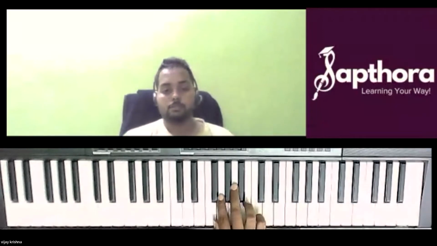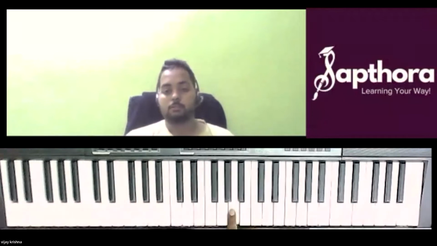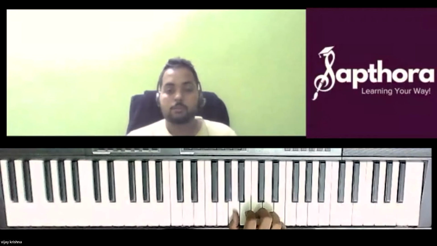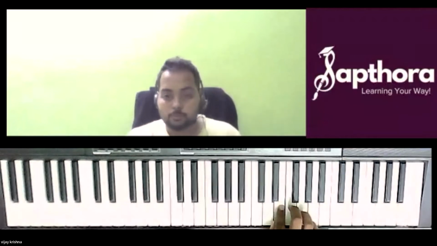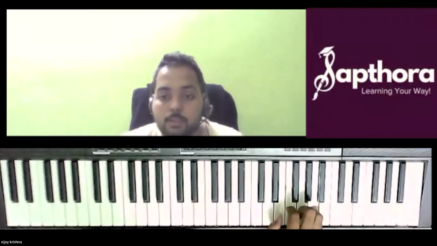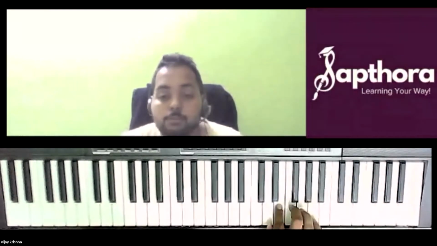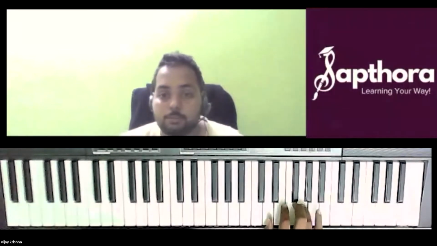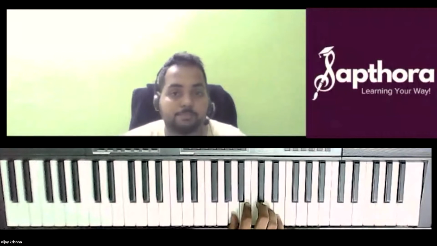So first we need to find the A note. Below the three black notes, we can find the A note. So take your thumb and place it on the A note. 1, 2, 3. And after 3, shift your hand. 1, 2, 3, 4, 5. And 1, 2, 3, 1, 2, 3, 5. And coming back in reverse, 5, 4, 3, 2, 1, 3, 2, 1.